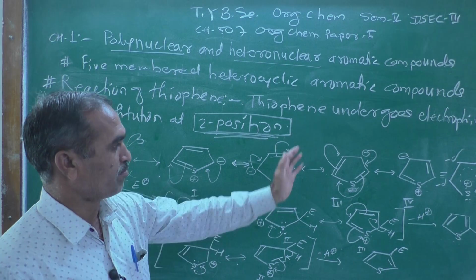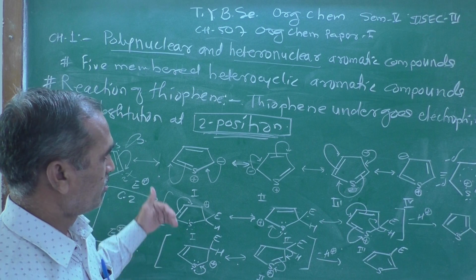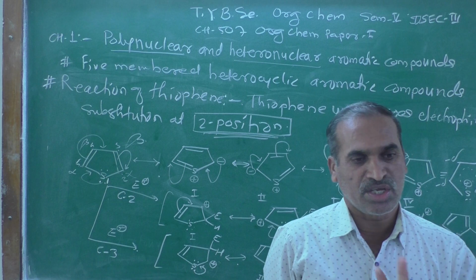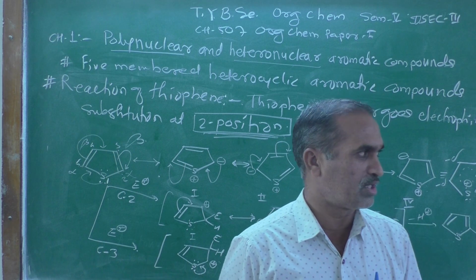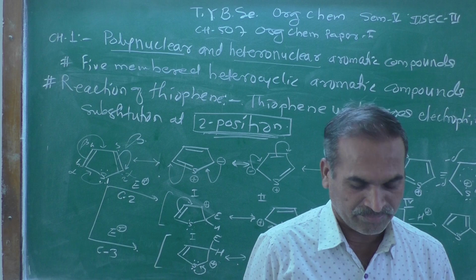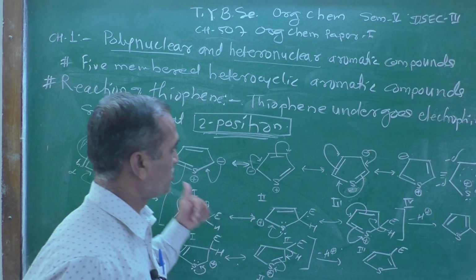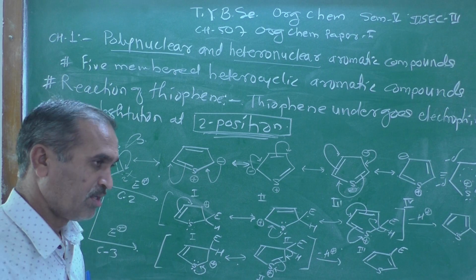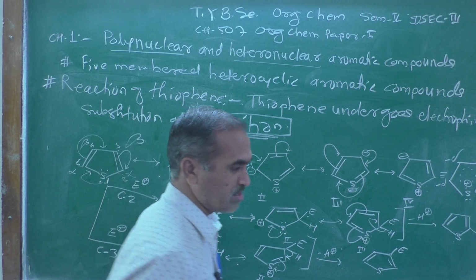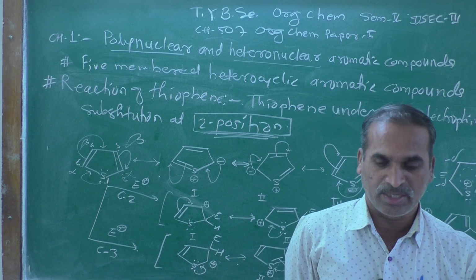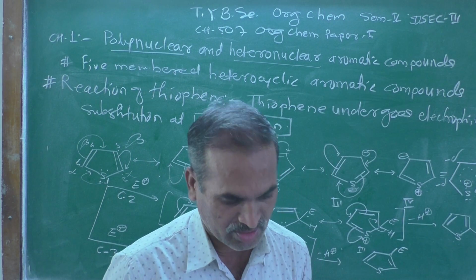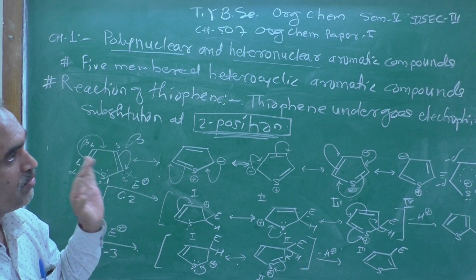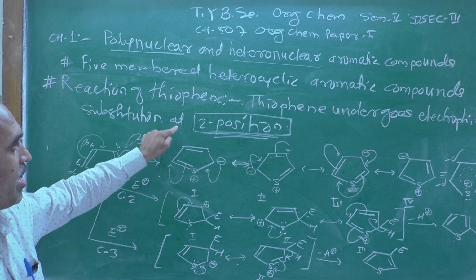Look at the number of resonating structures. In benzene there are only two resonating structures, so the double bonds are in either one or two positions, but here look, there are four structures, and therefore as the number of resonating structures goes on increasing, the stability of that compound goes on increasing. So in this way we have studied it. But thiophene undergoes electrophilic substitution at 2 position.